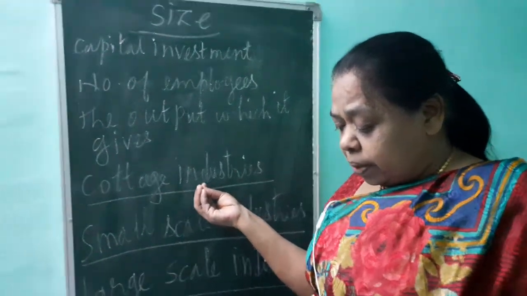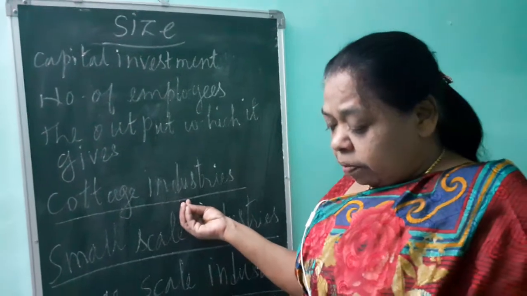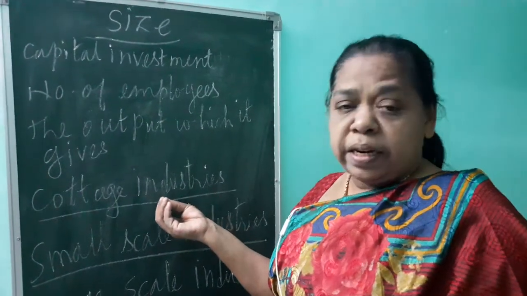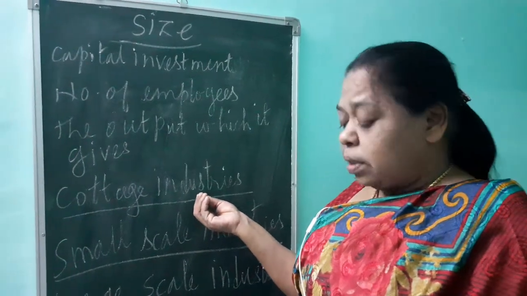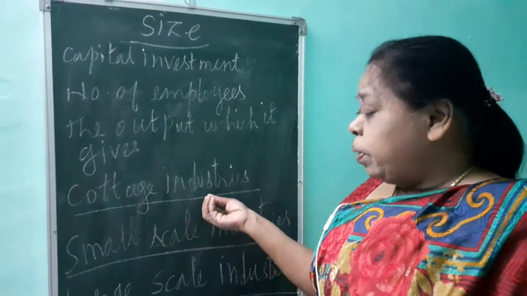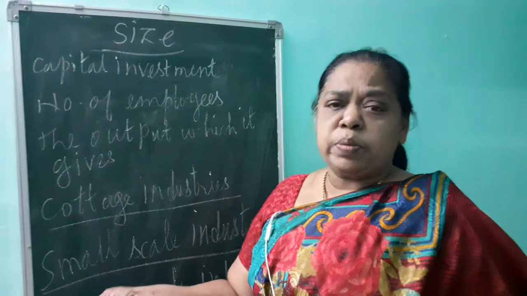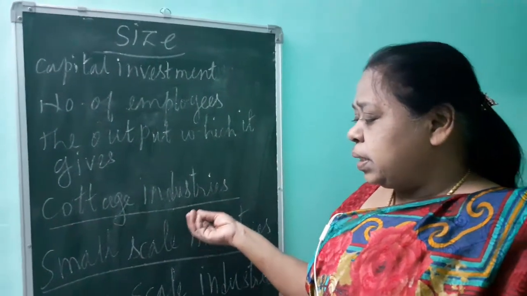For example, handlooms, ivory, pottery, jewelry, and handicrafts. These are called cottage industries. The products are sold in the local market. They promote employment in the villages. The village people as well as the family members are employed in this cottage industry.